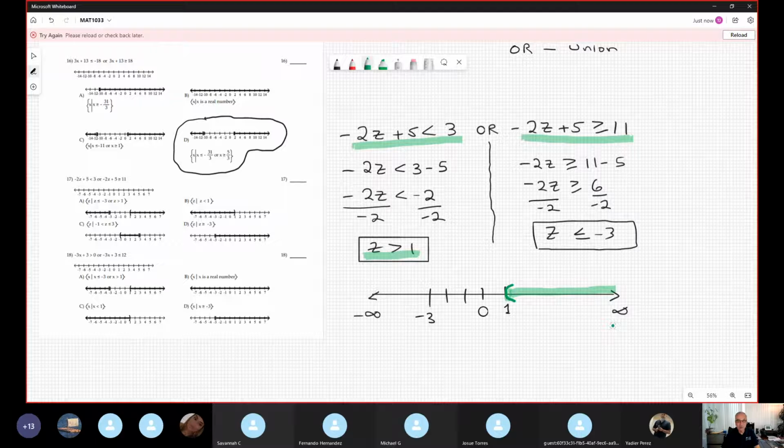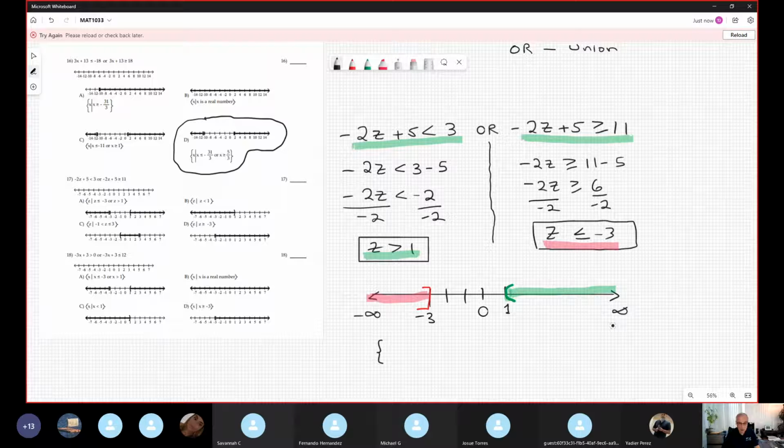However, the second piece, let me use another color, is this piece. It's minus 3 here, but to the left. And include minus 3, of course, because it has equal. So the symbolic way to indicate this idea is a bracket. Okay, so now the answer, you can express it like that. They want this notation, okay, no problem.